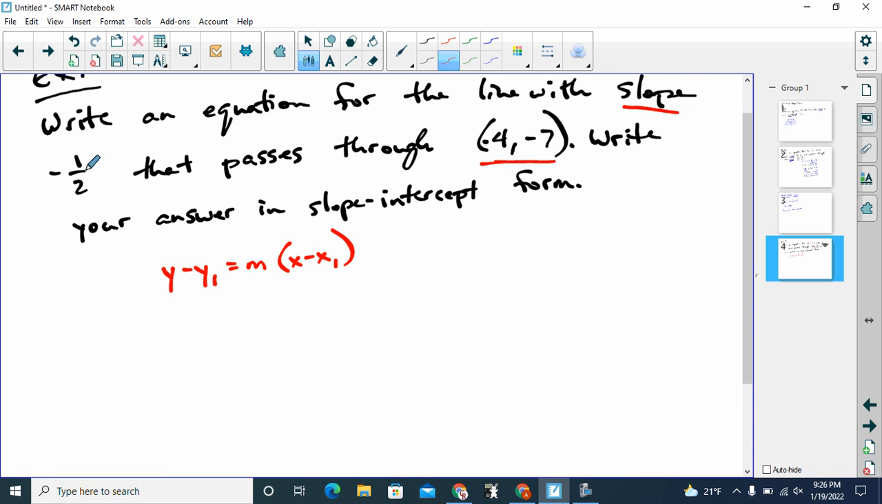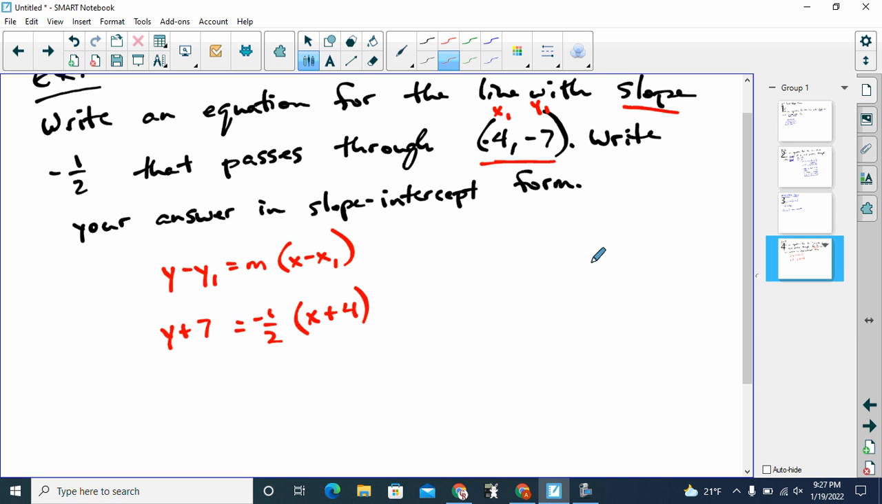Slope is -1/2, so m should be -1/2. x1, y1, that's the x and y value of the point. So this says x minus -4, x minus negative is going to change that to a plus, y minus -7. Again, minus and negative changes it to a plus.